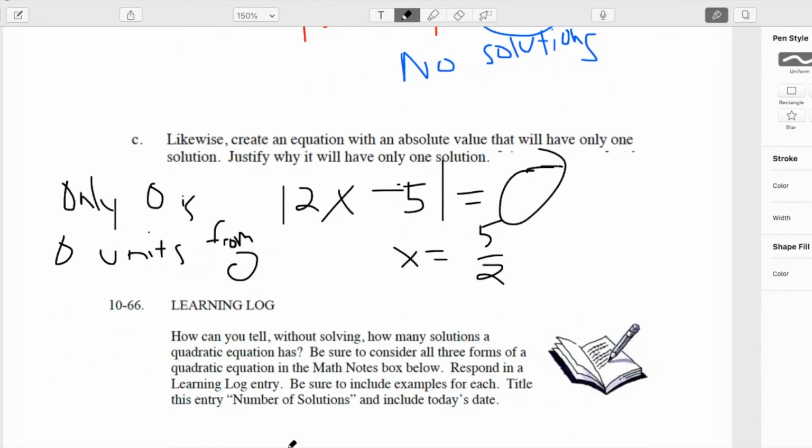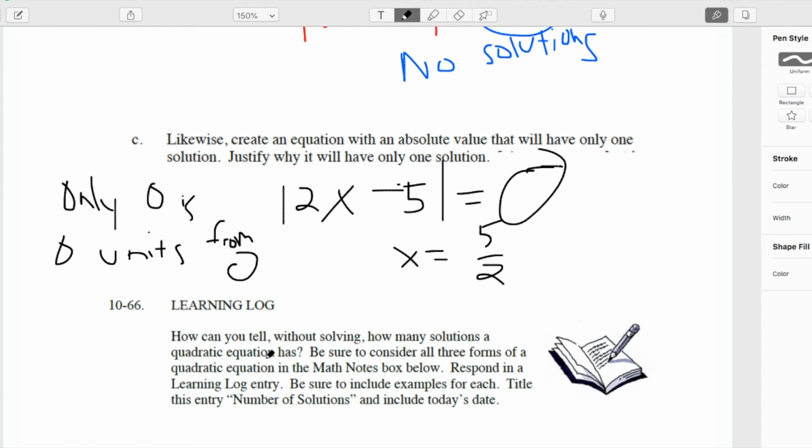1066, learning log. How can you tell without solving how many solutions a quadratic equation has? Be sure to consider all 3 forms of a quadratic equation in the math notes box below. Respond in a learning log entry. Be sure to include examples for each. Title this entry, number of solutions, and include today's date.